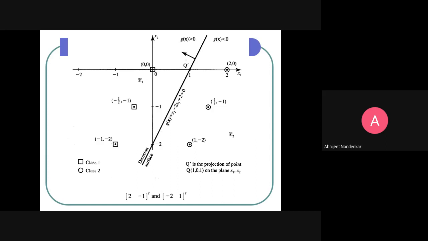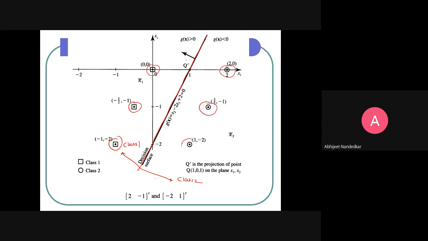Now see this diagram. Here I have drawn a line like this. This is the line called the decision surface or decision line. This side of the line is, I think, class 2, and this side of the line is class 1. So what I have done is I have taken these samples into account.